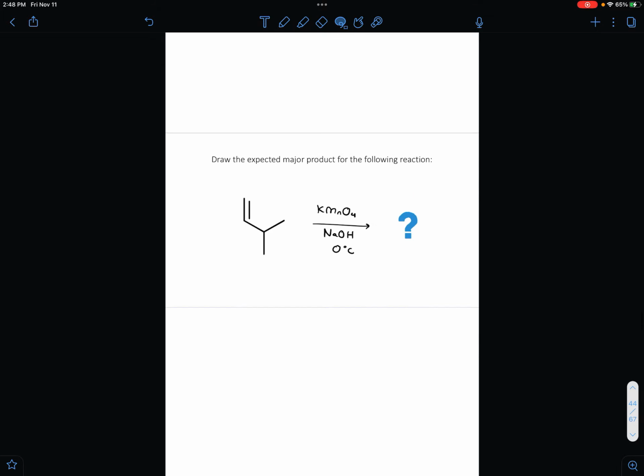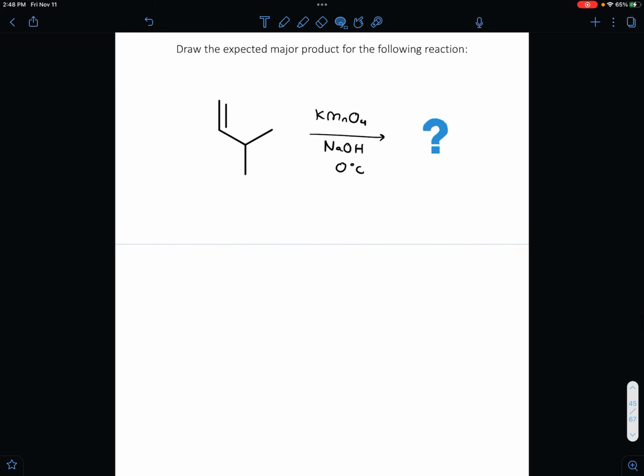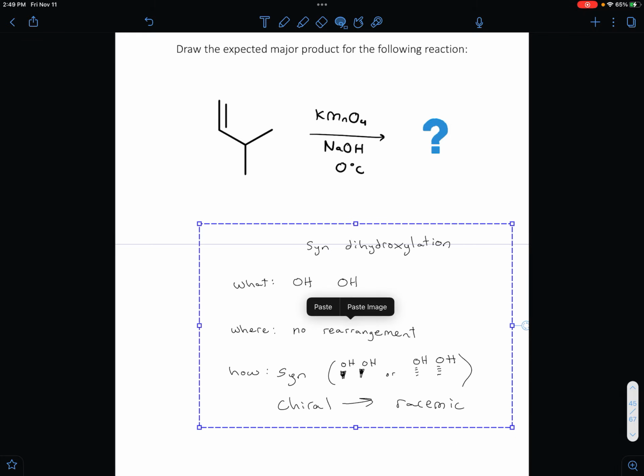Now, that's not the only way you can see a syn dihydroxylation. You can also recognize a syn dihydroxylation when you have potassium permanganate at the top, beautiful purple solid, in clear sodium hydroxide solution in an ice bath. So if you do all of those, you'll get syn dihydroxylation.